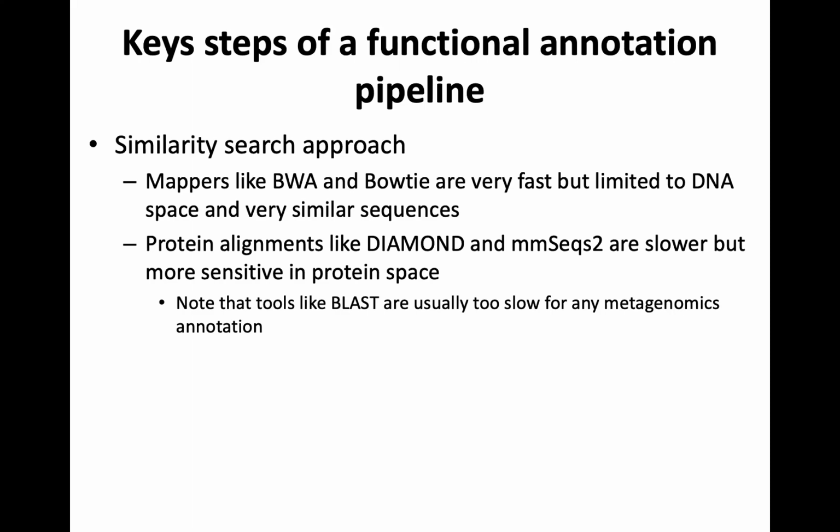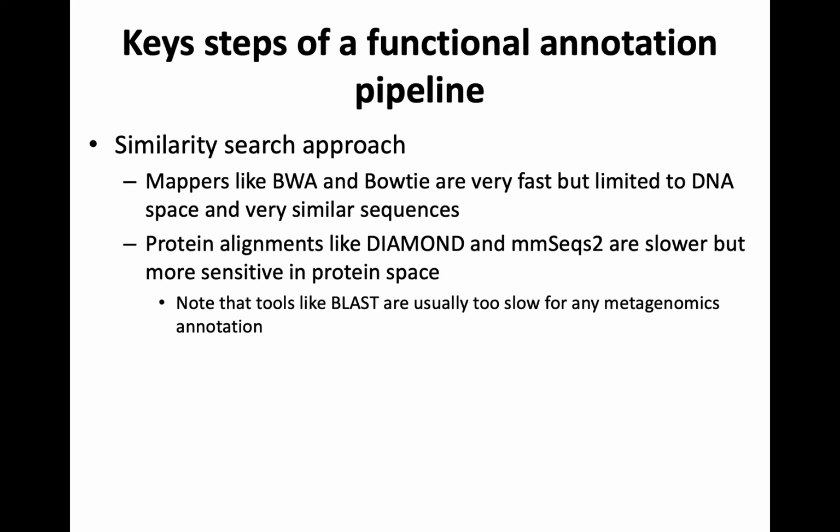Okay, so the key steps of a functional annotation pipeline. First, similarity search is our big go-to. Mappers like BWA and Bowtie are very fast, but they are limited to DNA space. That's okay, your query read is DNA. But a lot of these functional annotation databases are protein databases. And so that means that it's hard for us to search. We can search DNA versus protein, but we have to use different tools like Diamond or MMseqs that allow us to do that searching in protein space. We can search in DNA space, but it's not as sensitive. It is as fast as Bowtie and BWA, but we're limited in what we can do there.